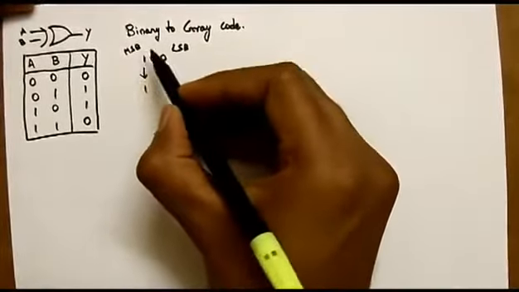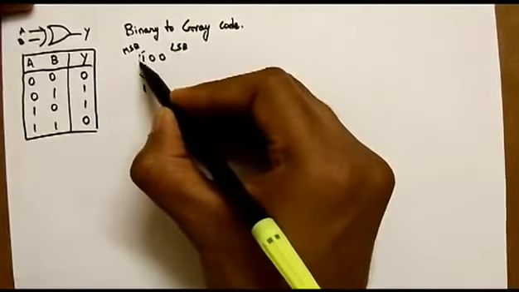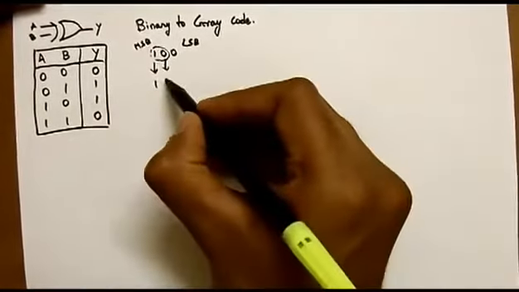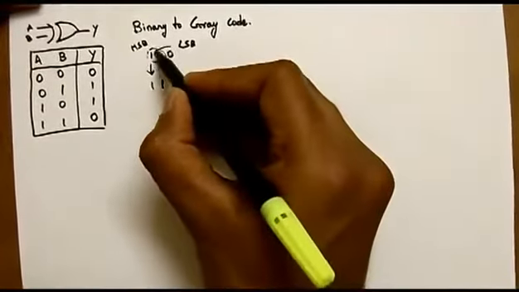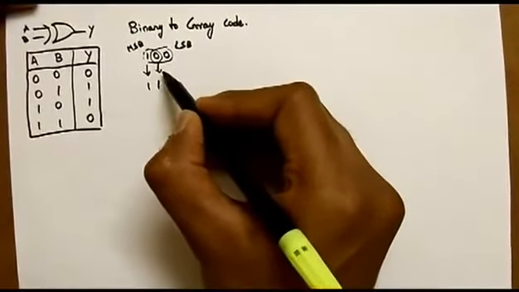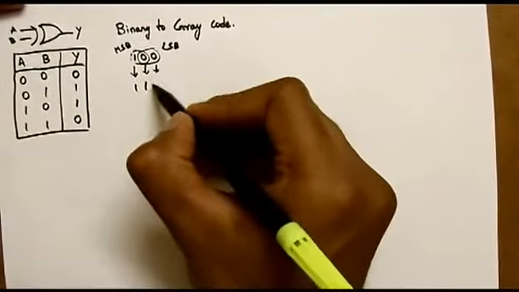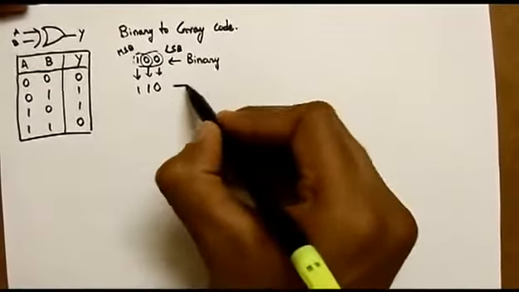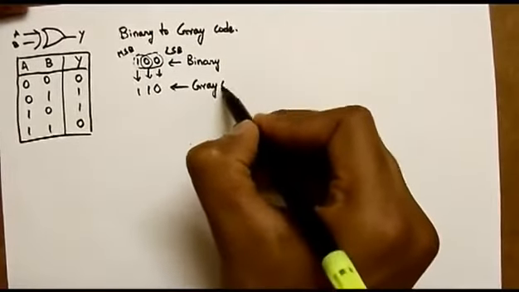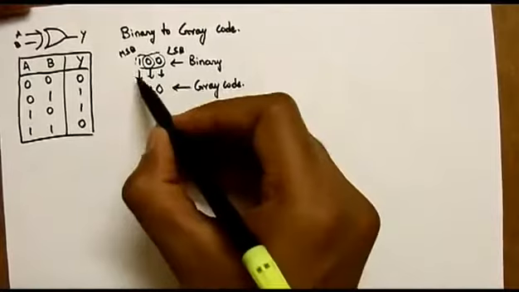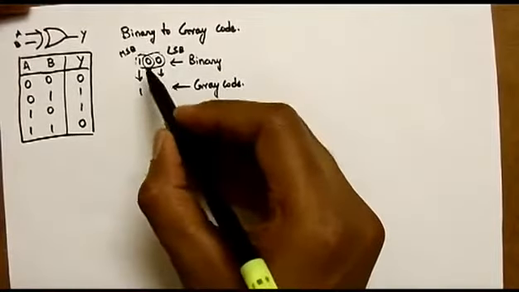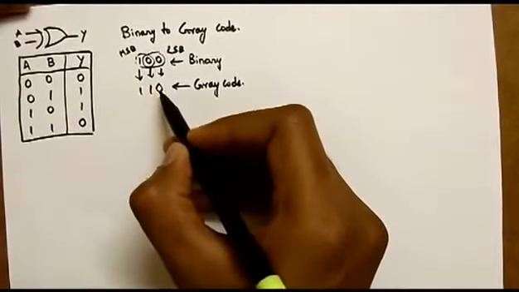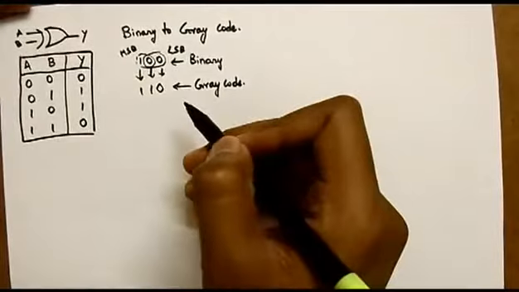Then we need to do XORing horizontally, as I said. We will have to XOR these two bits. 1 and 0, it is 1. Right? 0 and 0 XOR, it is 0. That's it. We have got our equivalent gray code. You see, we will take the MSB as it is, then we will XOR horizontally. 1 and 0 XOR is 1, 0 and 0 XOR is 0. We will get the equivalent gray code.